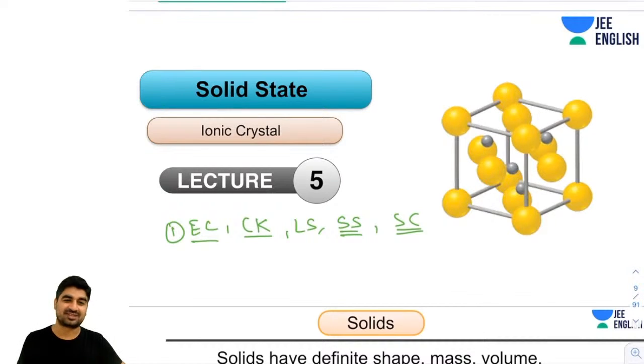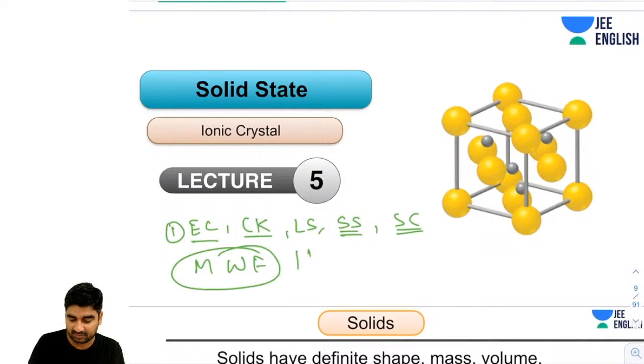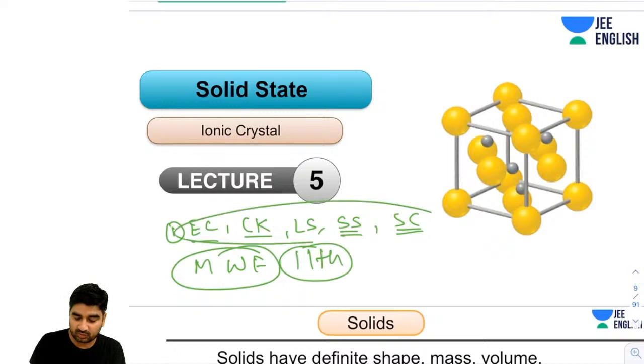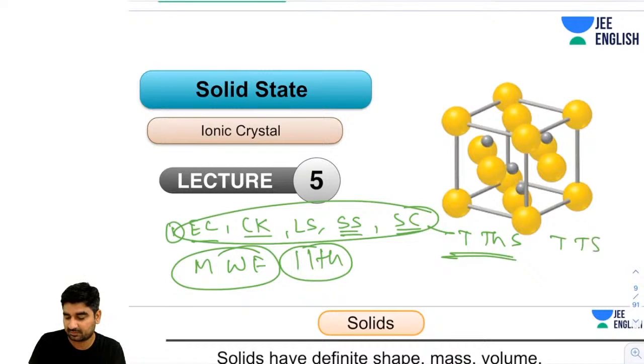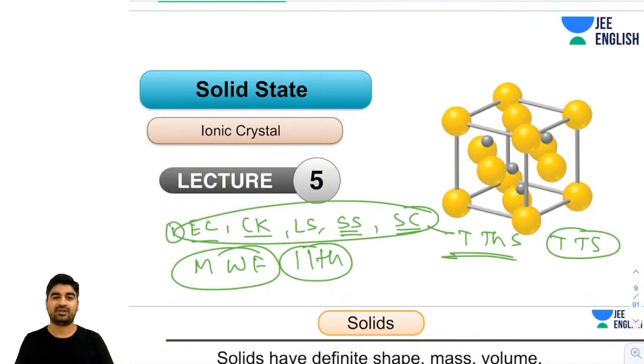You are in 11th. So you have sufficient time. In 11th, also we have covered so many topics: periodic table, chemical bonding. Tomorrow, 11th I take on Monday, Wednesday and Friday, and 12th I take on Tuesday, Thursday, Saturday. So every day 2:30 p.m. I have class. Every day, right?